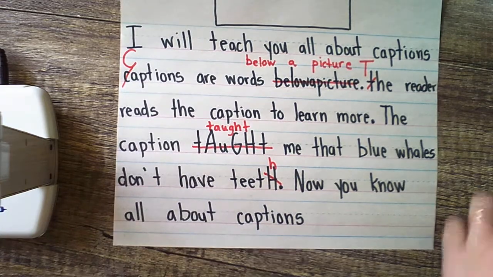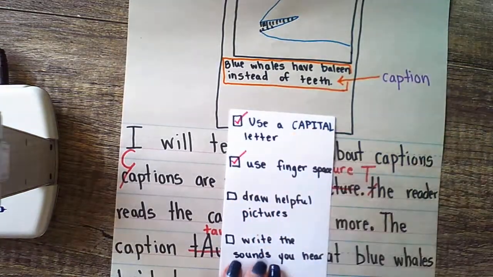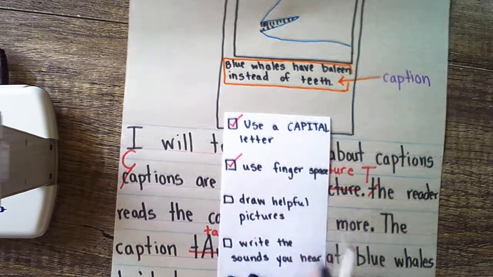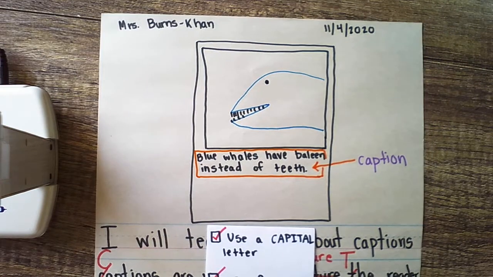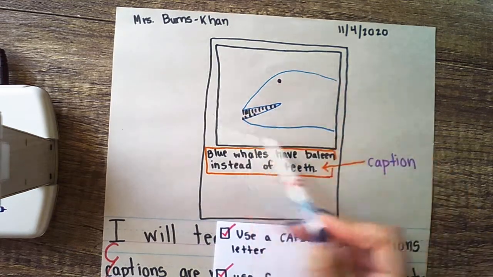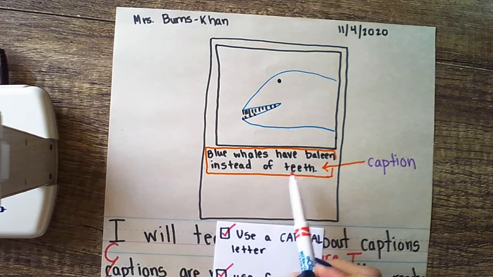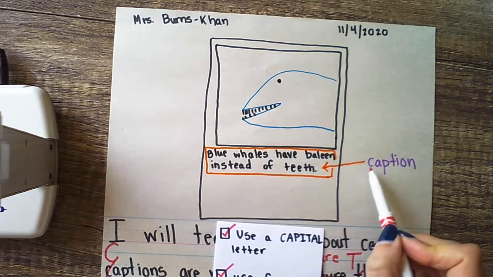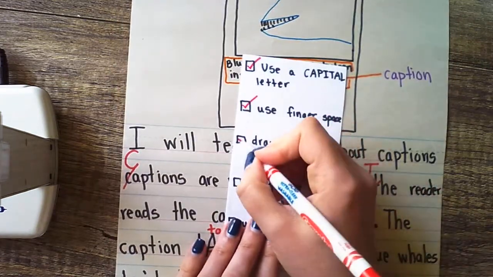I have finger space between all of my words, so I'm going to go back to my checklist and check that off. My next item on my checklist is draw helpful pictures. Well, did we draw a picture that teaches someone what a caption is? We most certainly did. We have a picture or a photograph, and the words below that describe that picture or photograph are our caption. We put a nice little box around it with an arrow to highlight it and included a label saying caption. So we're going to check that off.